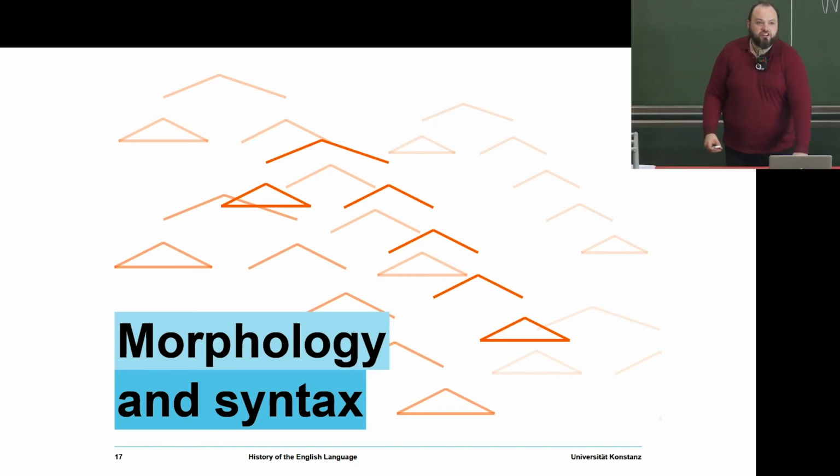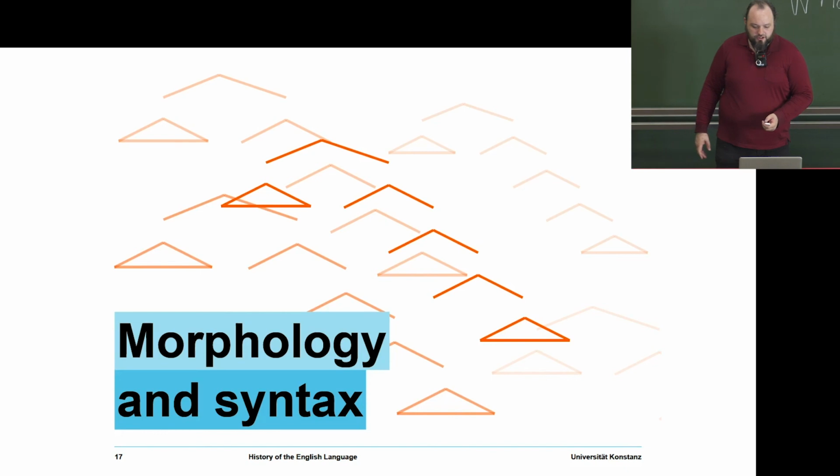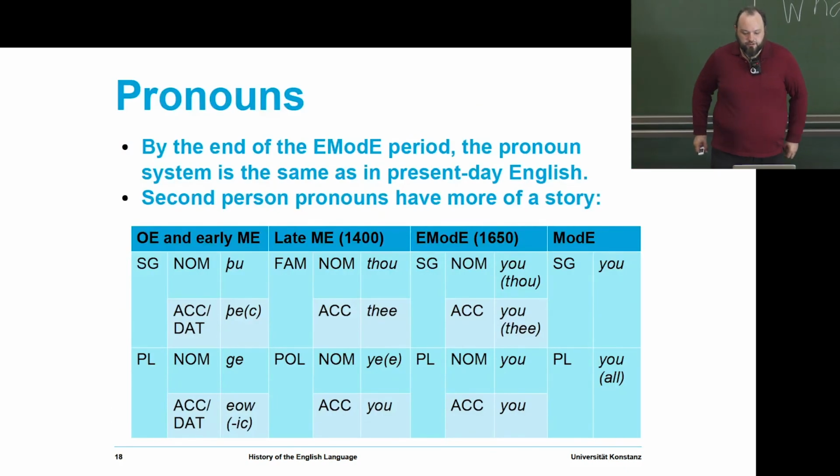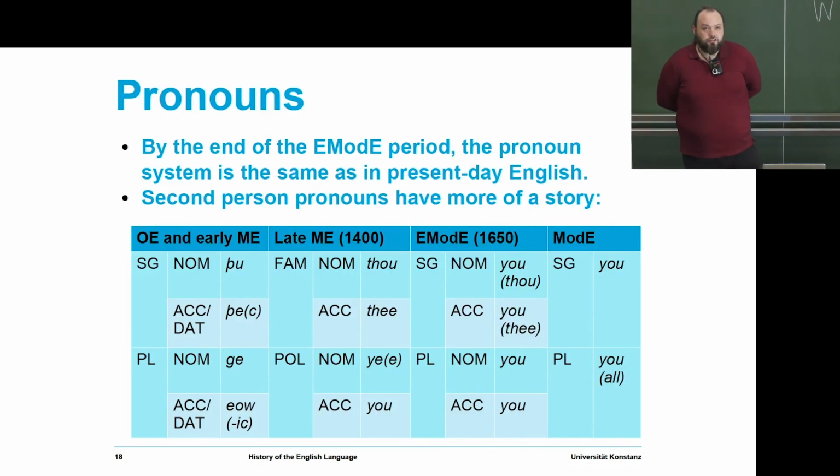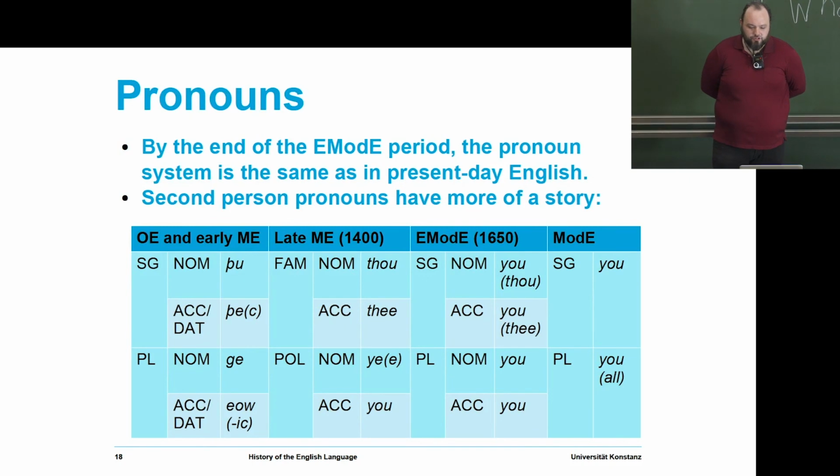Okay, morphology and syntax then. What's going on in the early modern English period? Pronouns, first of all. Pronouns develop by the end of the early modern English period to look more or less the same as they do today.